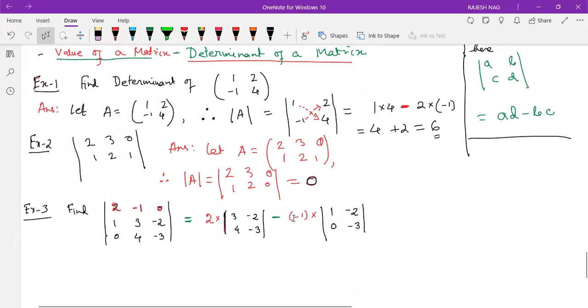Okay, so minus 1 into, excluding this minus 1 and this first row case, minus 1's corresponding row and minus 1's corresponding column. Excluding this 2, we have 1, this 1, minus 2, 0, minus 3. So write it 1 minus 2 0 minus 3.